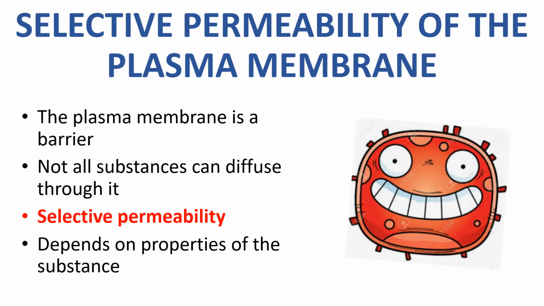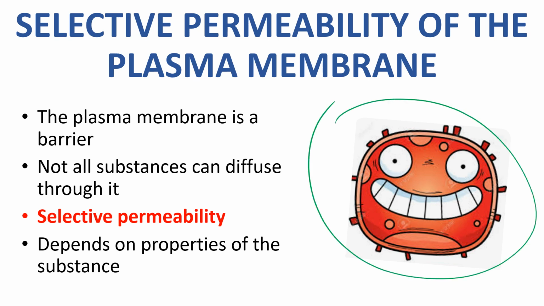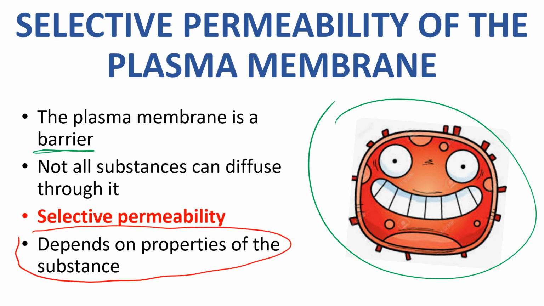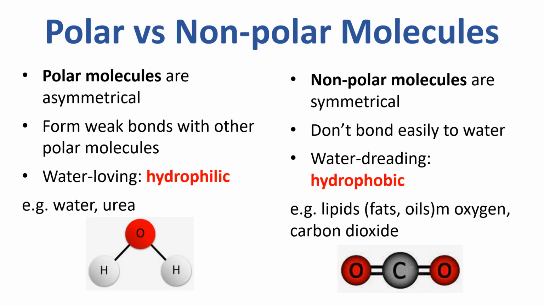So back to the plasma membrane. It's selectively permeable, which means it can control which substances go in and out. All our little cells, like this guy, we need to control what goes in. We can't just let anything go in and anything go out. So we need that barrier to be selectively permeable. And importantly, the permeability depends on the properties of the material. So some materials can cross and some of them can't. And let's learn about which molecules and materials can cross and which ones can't now.